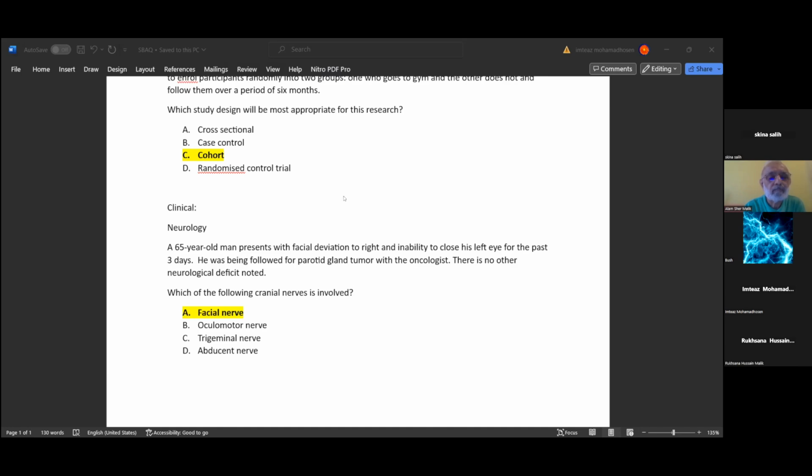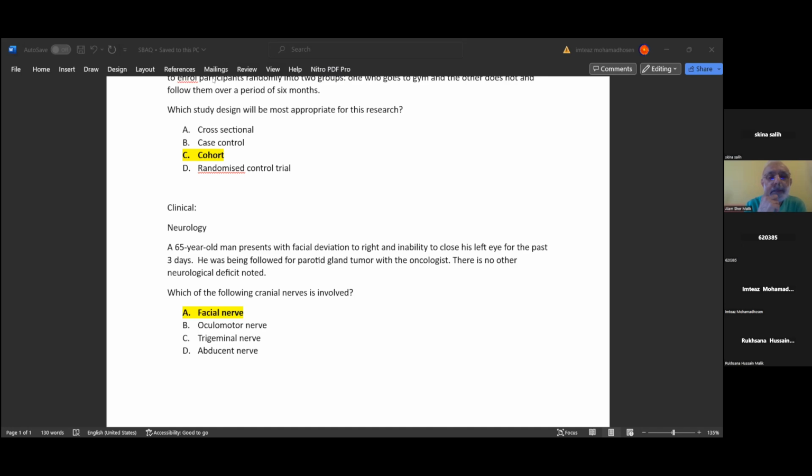nerve is also definitely involved. So there are 2 options which are definitely involved. So the students will be lost over here about which one they are going to put right, because this is a single best answer question, and they can give only one right answer.